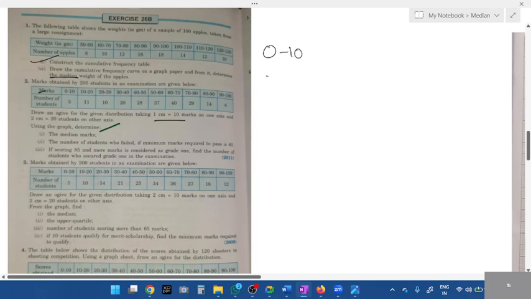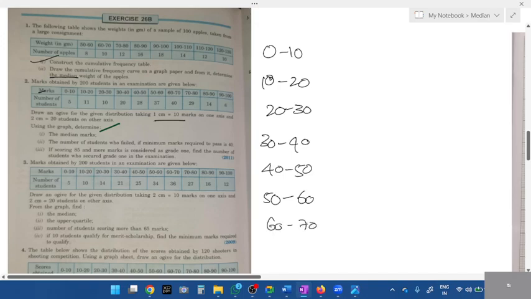See, 0 to 10. All of you write this. 0 to 10, 10 to 20. Do you have the graph with your 2 centimeter graph? 30 to 40. See, be quick. We have so many chapters to complete. 50 to 60, 60 to 70, 80, 80 to 90. Yes.